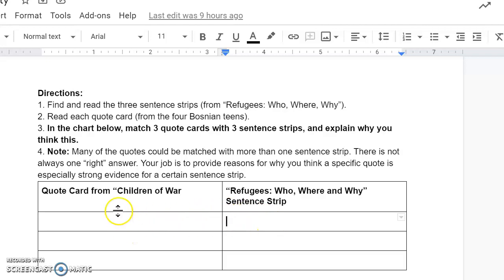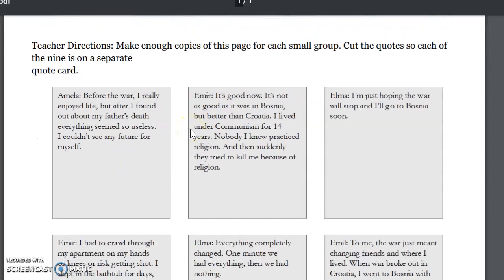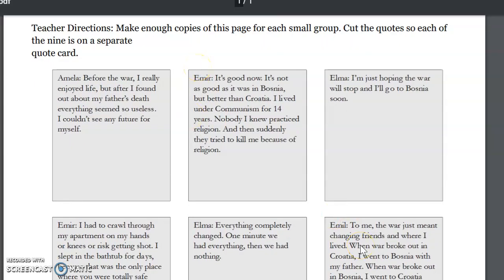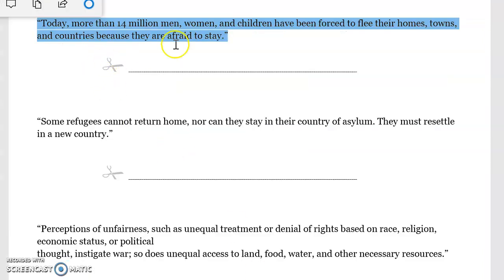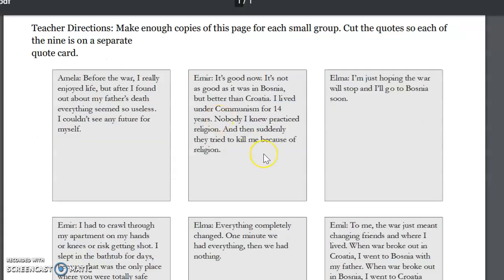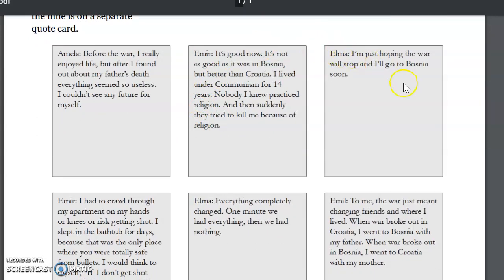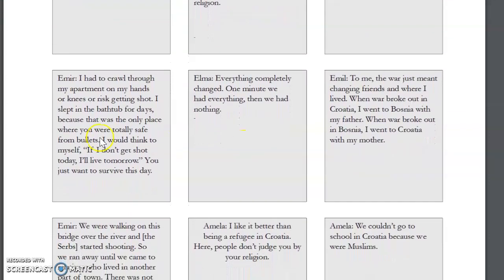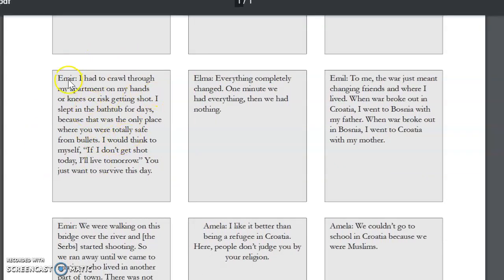Then you will go back to your quote cards and choose a quote that matches the sentence strip. Does that make sense? I'll do this one with y'all. Today, more than 14 million men, women, and children have been forced to flee their homes, towns, and countries because they're afraid to stay. So now we're going to find a quote that says they fled because they were afraid to stay. Let's see. This would be a good quote to use from Amir.